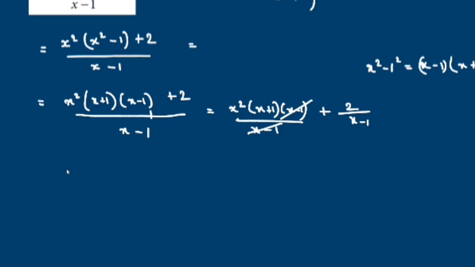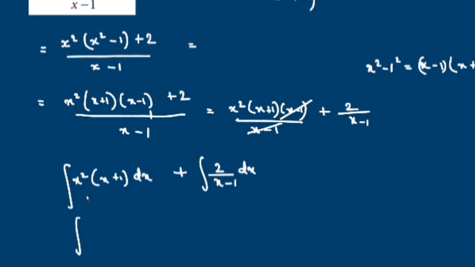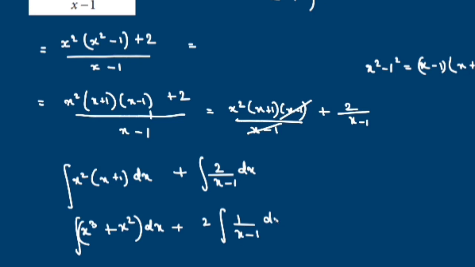Now, you can integrate. So, integrate x square into x plus 1 dx plus 2 by x minus 1 dx. Now, this you can multiply. So, first you multiply, then only you should integrate. There is no product rule. So, this will become x cube plus x square dx plus 2, the constant you can always take out, into dx.